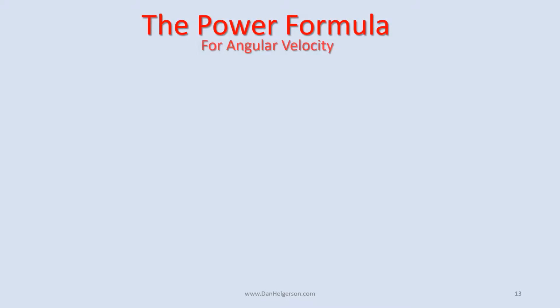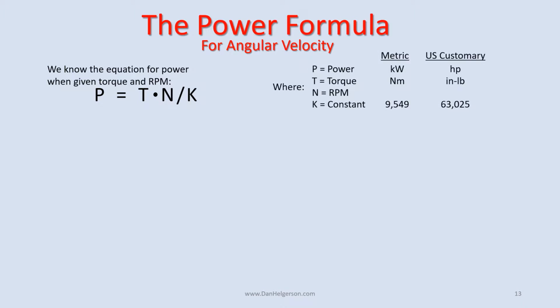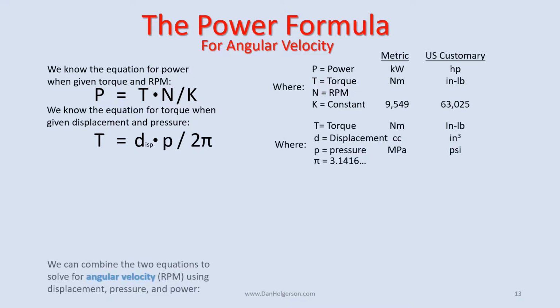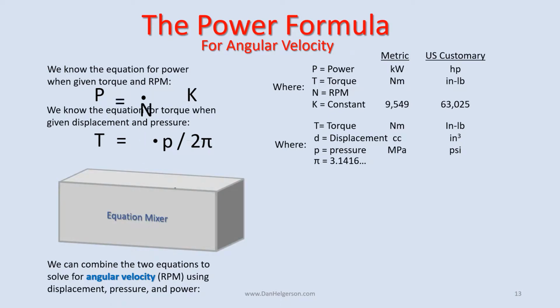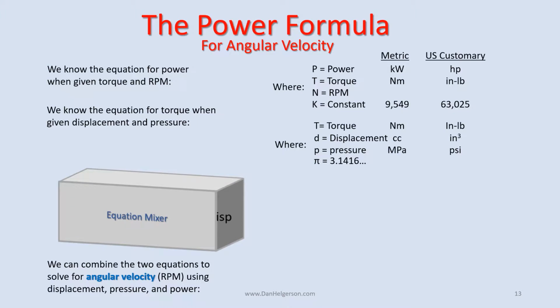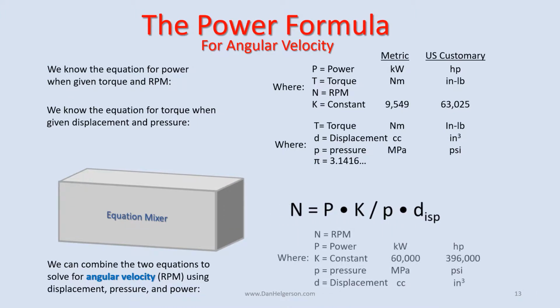The power formula for angular velocity. We know the equation for power when given torque and RPM. We know the equation for torque when given displacement and pressure. We can combine the two equations to solve for angular velocity using displacement, pressure, and power. We get a new formula where RPM is a product of power times a constant divided by the pressure times the displacement.